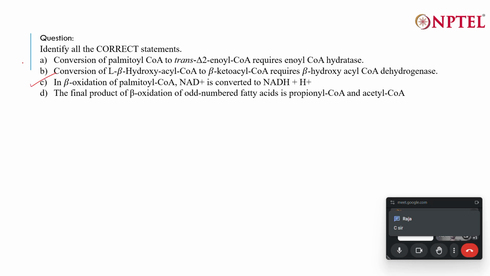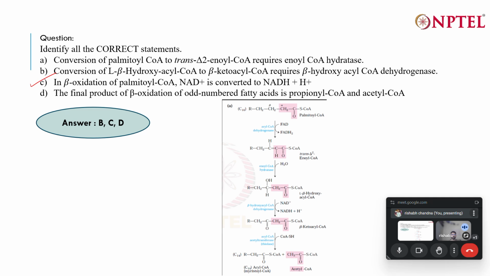So the correct answer is B, C, and D. This is the normal beta oxidation of palmitoyl coenzyme A, that is palmitic acid. Let's see the cycle first, then we'll see the options. Palmitic acid has 16 carbons.